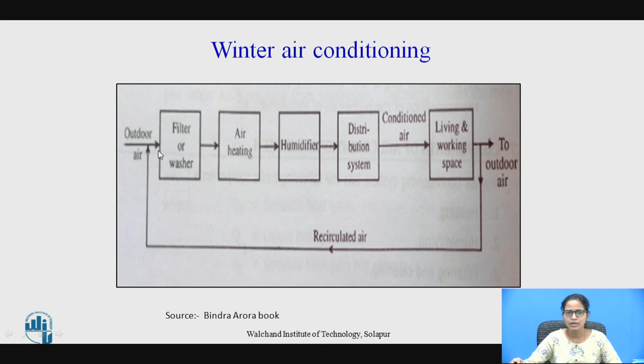So actually the outdoor air is coming inside, the filters are provided to clean the air, and then the air is heated, and next after heating, the moisture is added to this heated air, and then it is sent to the distribution system, and from the distribution system we get the conditioned air, which is passed on to the living and working rooms, and from there it passes to the outdoor air. From this conditioned air, it will be recycled, that is, recirculated air is passed on again. So circulation takes place in this way during the winter air conditioning.